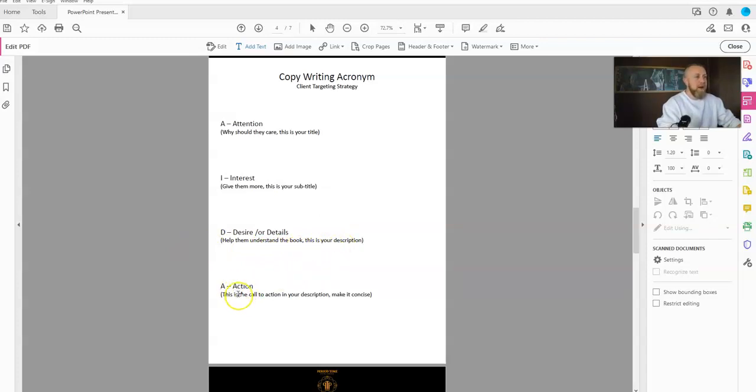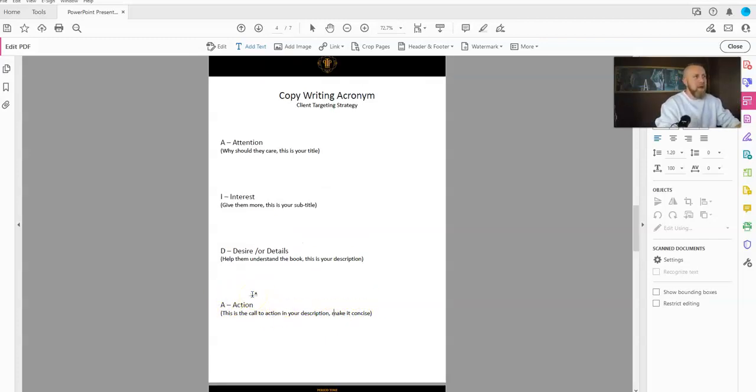And the last one is A for action. Now, guys, this is arguably the most important part, right? If you've done everything else on point, you've got it honed in and squared away up to this point, right? The call to action should actually tell them specifically how to take the action of purchasing your book, right? That's why I say here, make it concise. Make it concise, guys. And this will be in the bottom of your description.